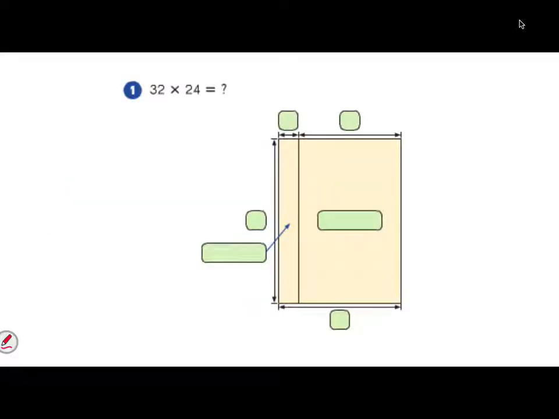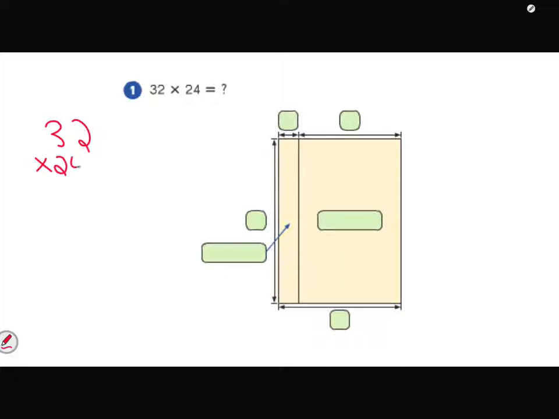This one is 32 times 24. Again, you're probably like, what is that thing that they have? It's okay. No worries, we're going to go through it. So it's 32 times 24. At this point, we have not learned how to solve this algorithm. So instead, we are going to try to fill this out in here.